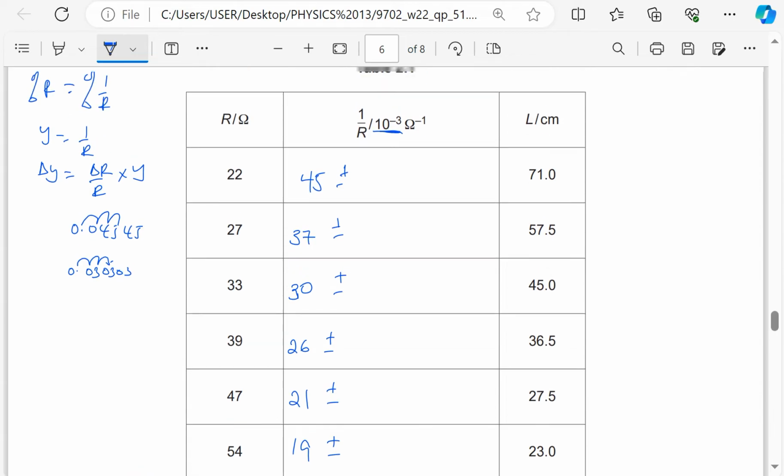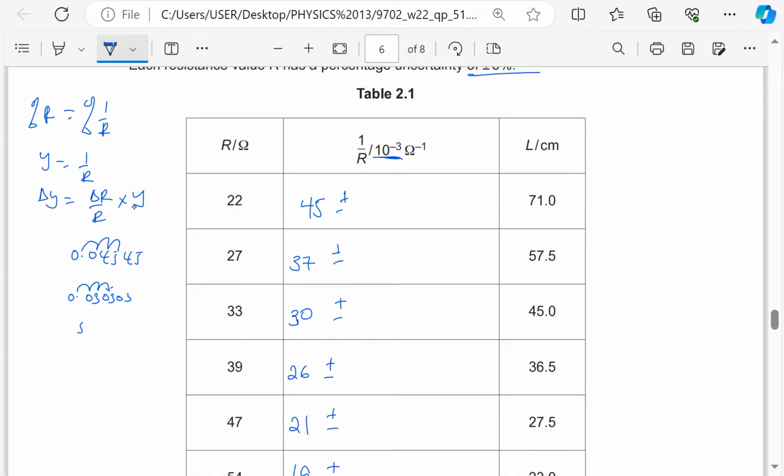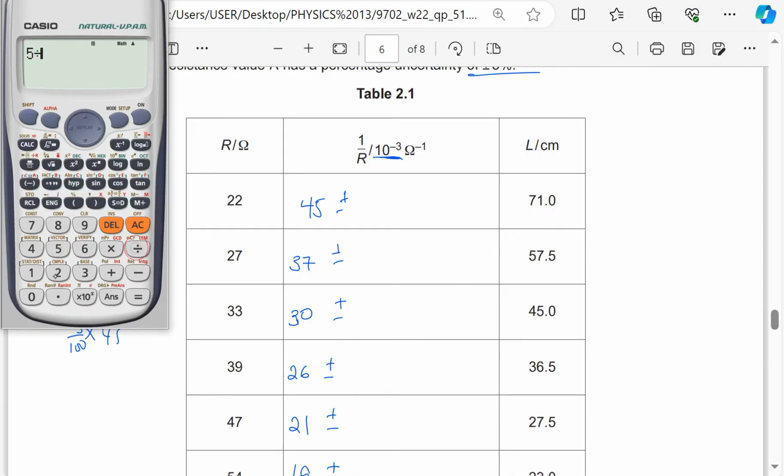Okay, so the absolute uncertainty for the first one, of course, the fraction is 5%, so it is going to be 5 over 100 times the value of y, which is 45. I'll ignore the power of 10 because it will be the same. 5 divided by 100 times 45. I'll round off to one significant figure, so this will be plus or minus 2. The next one is 0.05 times 37. So this is going to be plus or minus 2 when I round off.